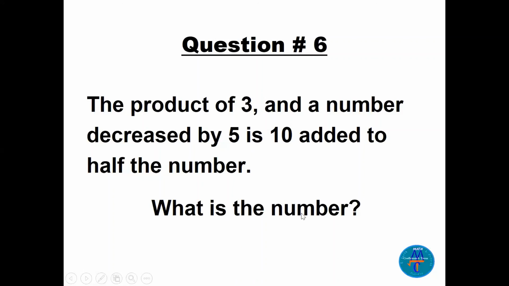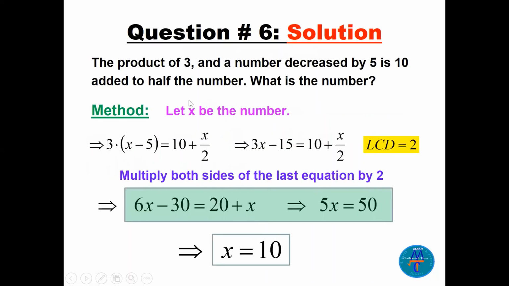Find the number. What is the number? We don't know what the number is. You say, let x be the number. And then I will show you how to translate. I put the question again here so that I can explain more. Let x be the number. Look, the product. The moment you see product, put the product here. That means you have two numbers.